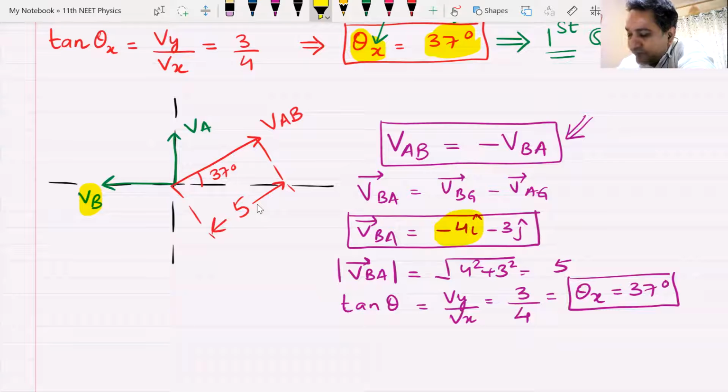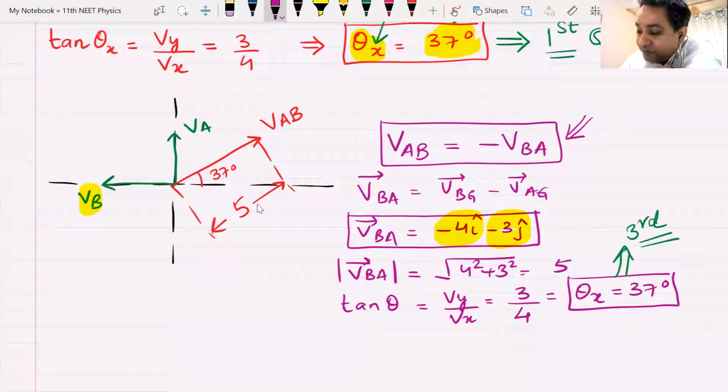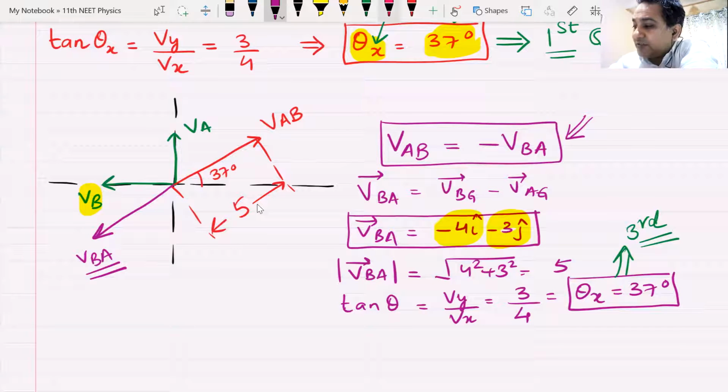X is negative, minus 4I. Y is negative, minus 3J. So it must lie in the third quadrant. And now is the time that I draw it, and you see, I can just draw it like this. Velocity of B with respect to A. And as you can see, this direction and this direction, they are opposite. This angle is 37 and this length is 5.